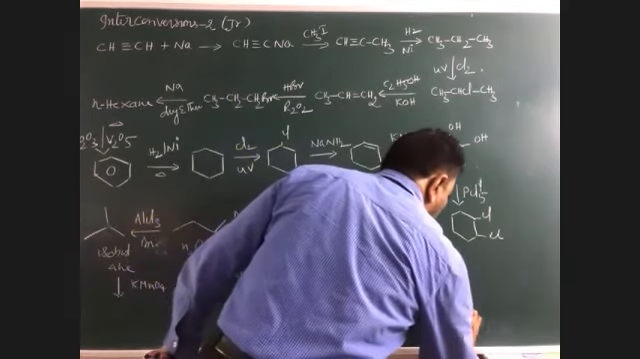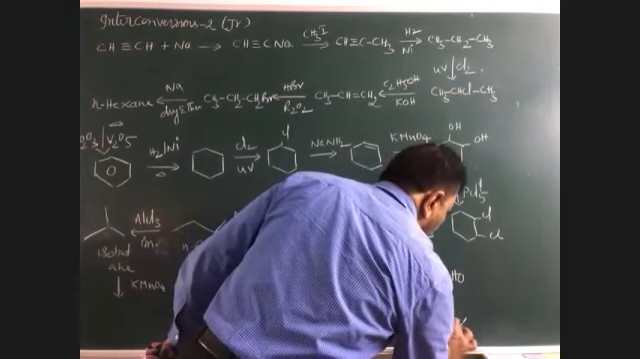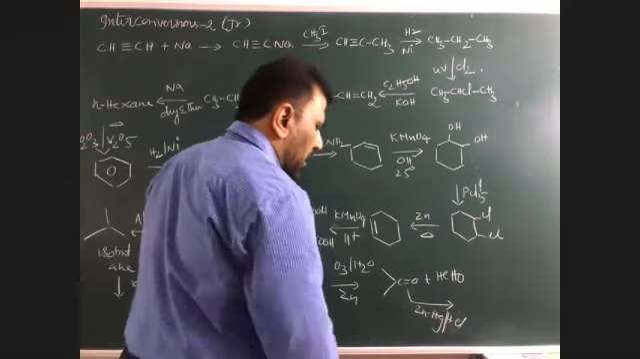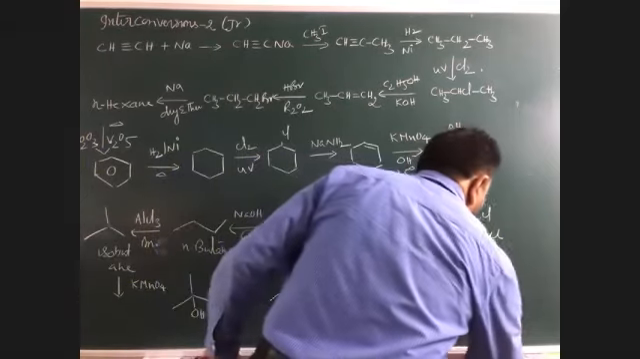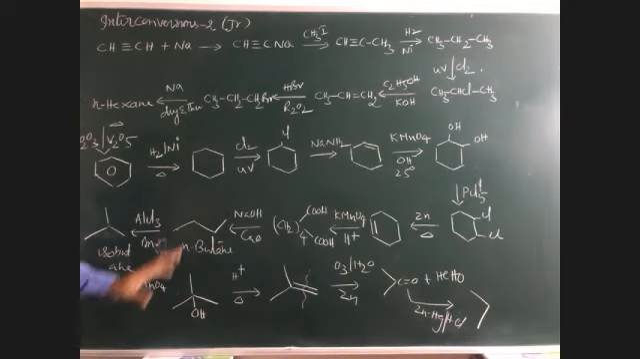This compound on reaction with zinc amalgam and concentrated HCl, or you can use any reducing agent, produces propane. These are simple conversions.